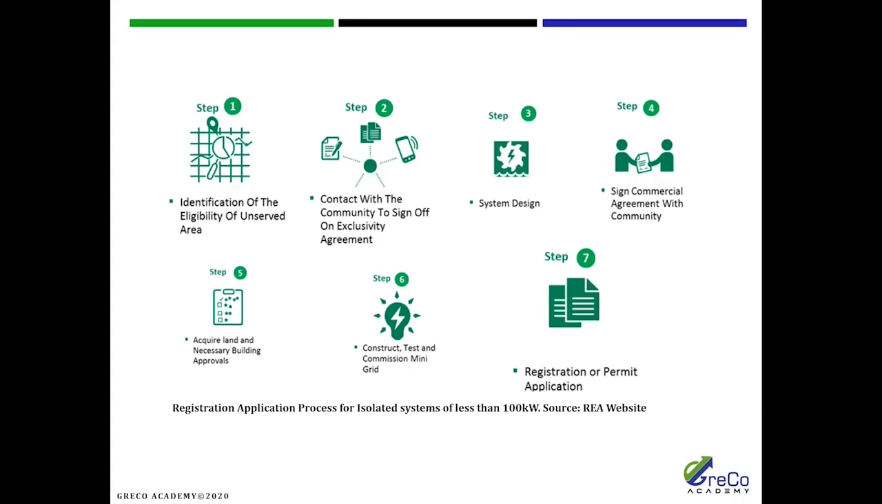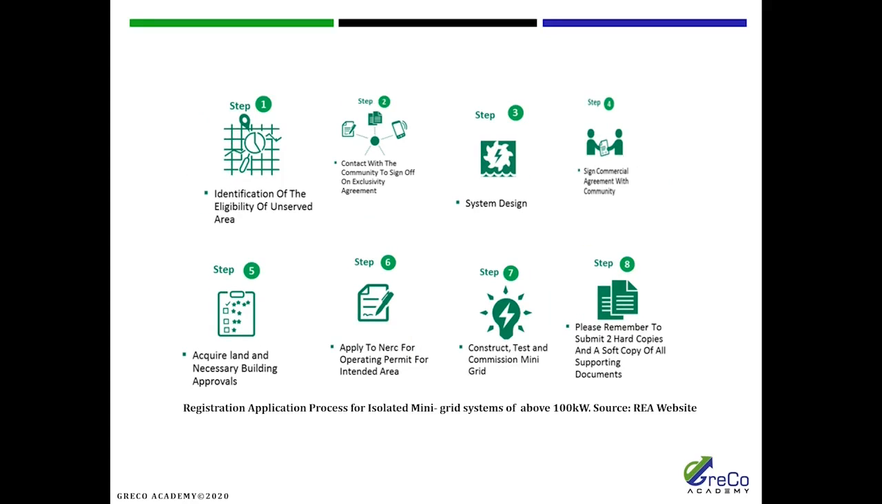Next is the registration application process for an isolated mini-grid of above 100 kilowatt system. Here, the developer identifies the unserved area.